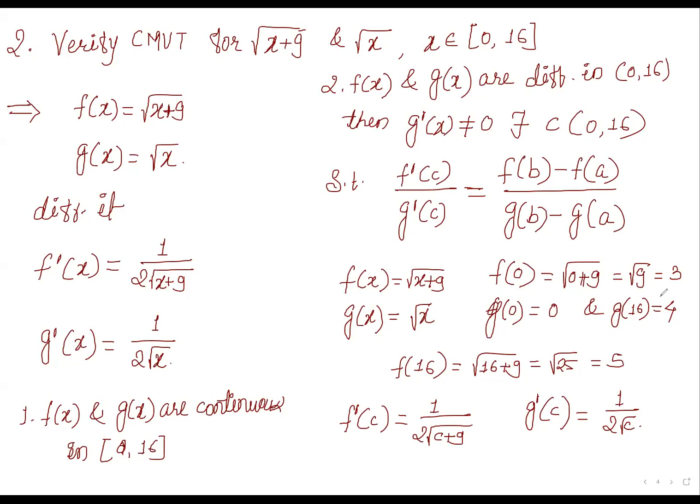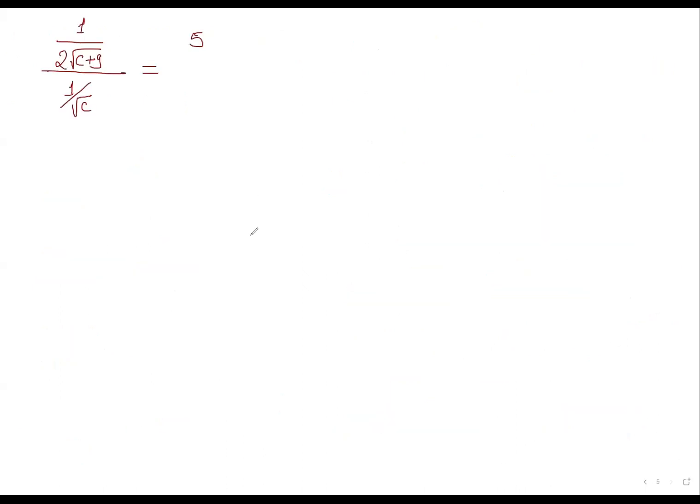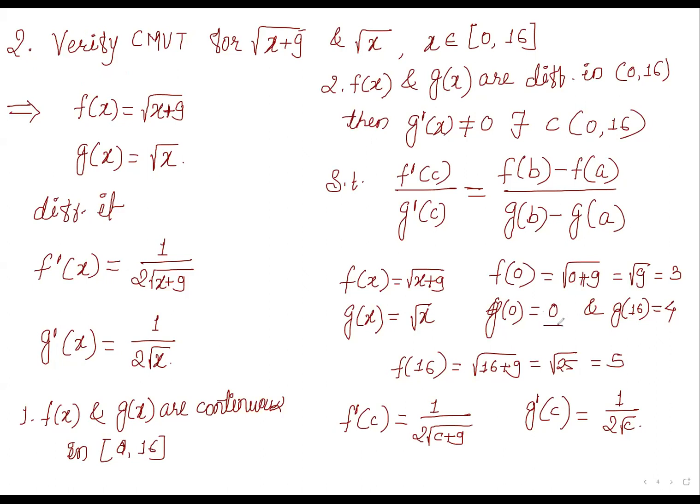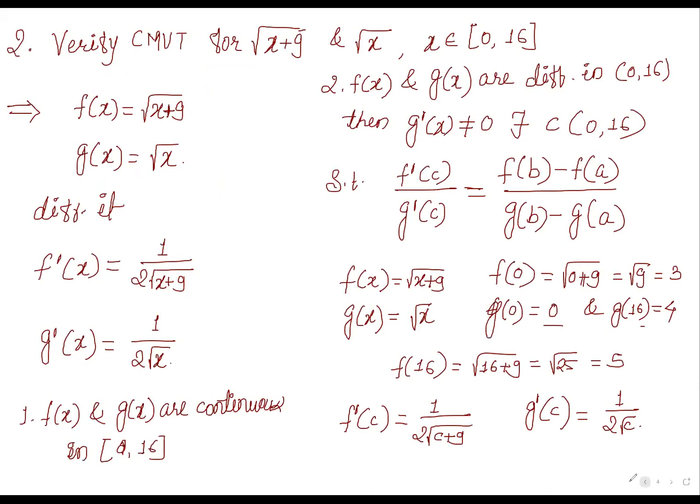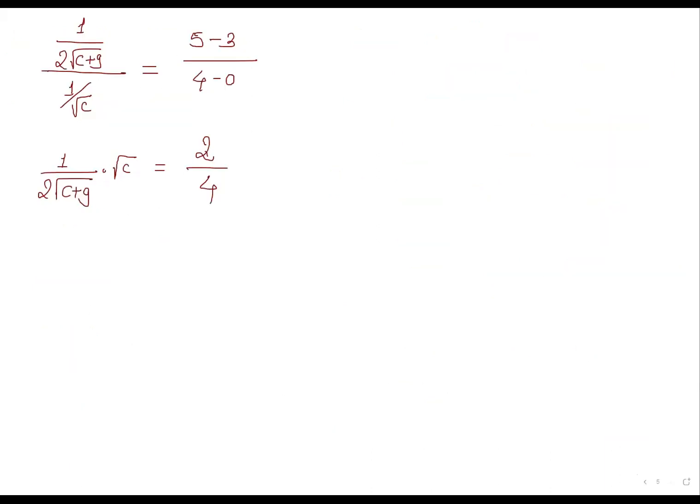Then f of a is equal to 3, minus 3 divided by g of a, 0, and g of b, 4. So 4 minus 0. So 1 upon 2 into root c plus 9 into root c is equal to 5 minus 3, 2 divided by 4. बरोबर आहे ना? 2 कॅन्सल होईल ना. Okay, so 2 cancel. Root c divided by root c plus 9 is equal to 1 upon 2.